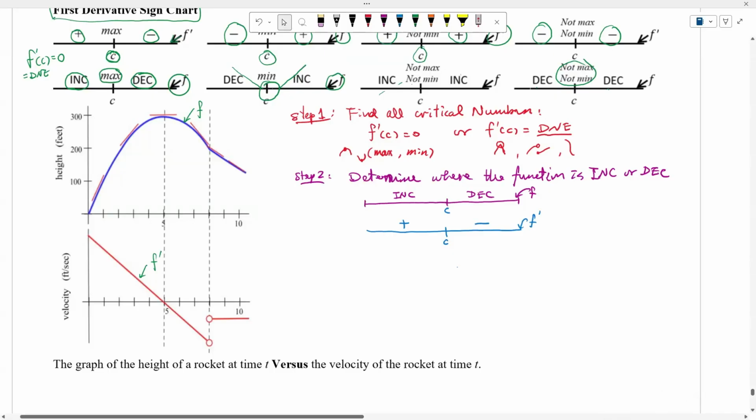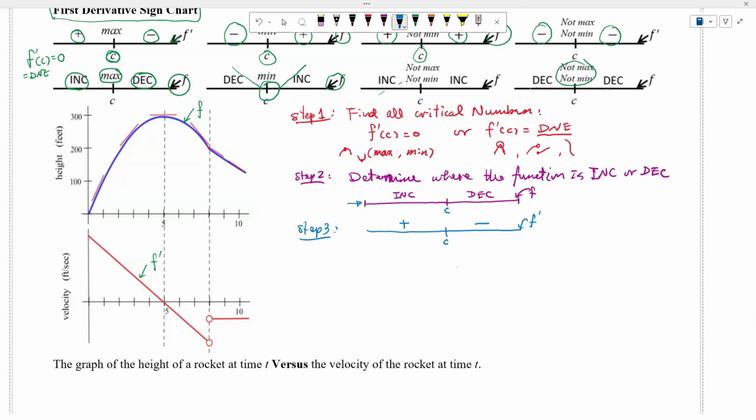This is exactly what we need to do. We would like to convert the increasing and decreasing of the function and change it to using f prime. So increasing of f is positive of f prime, and decreasing of f is negative of f prime. Then this one right here is a critical number.